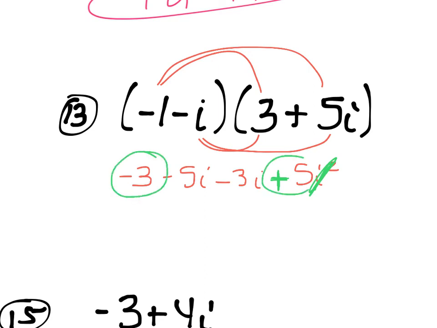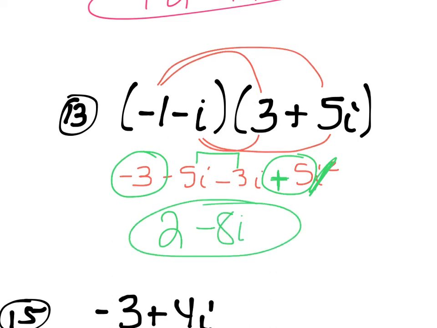Reals are on the outside. What's -3 and +5? 2. What's -5i minus 3i? -8i. Great. Good job, guys.